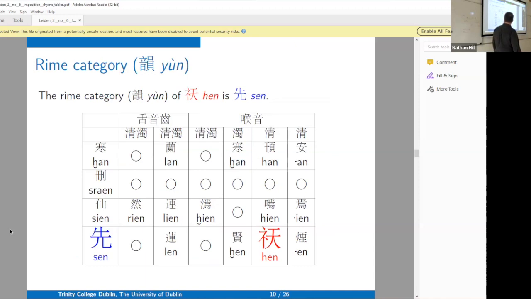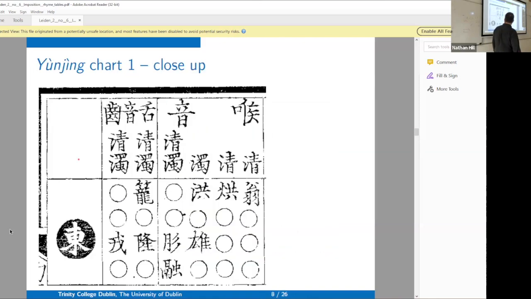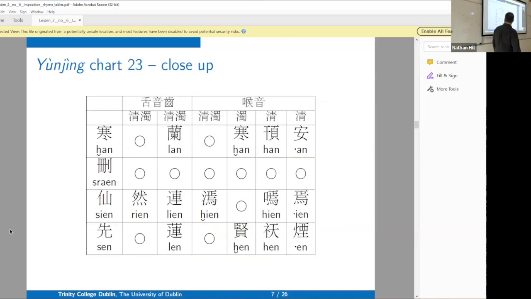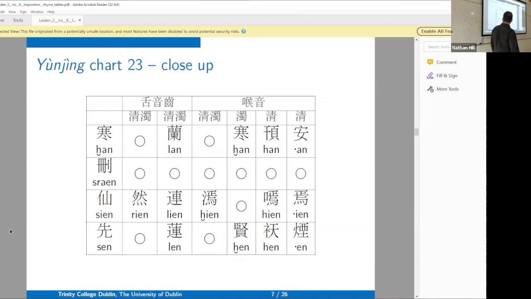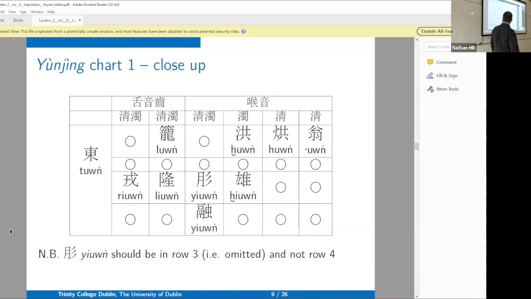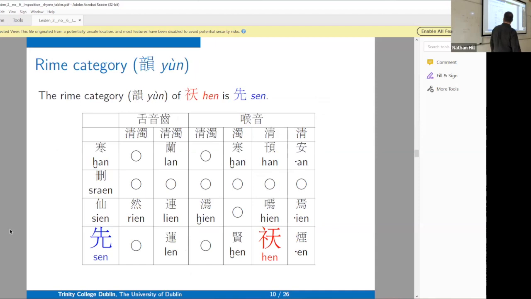Okay, but let's now look at this. Here I'm just basically showing you two different pages, and then I'm going to talk through both of them, right? So here's page 23, and there it is, and here's page one, and there it is. Now we go back to 23, and rhyme category. So I've just made this character big so that you can see, okay, this character is in this rhyme category. Yeah, that's just how to read this chart.